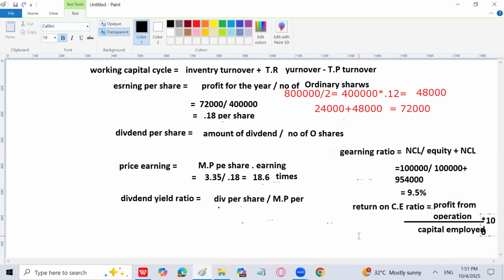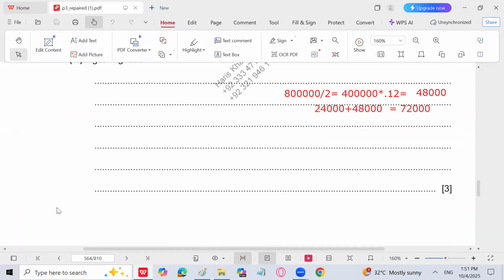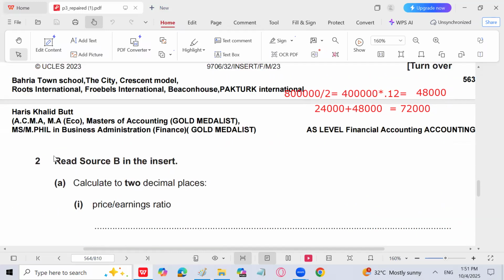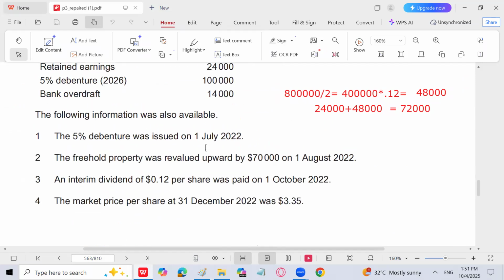Now let's see. We have profit for the year, which is 72,000. And we need to find the profit before interest. Interest we have calculated. Remember that I have told you already, 5% debenture is given in the question and the debenture has been issued on 1st July. So 1 lakh into 5% into 6/12, that is 2,500.